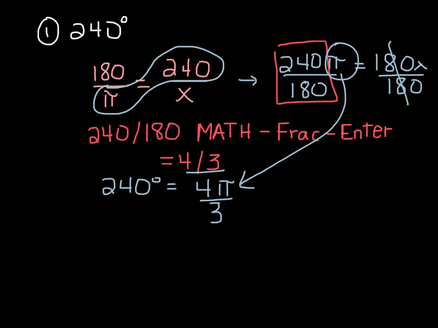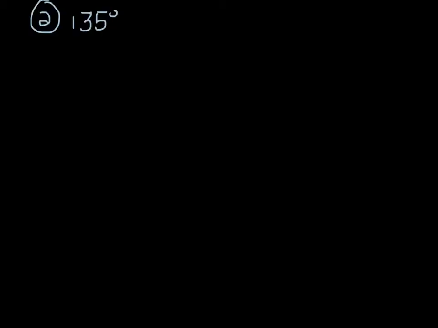Okay, let's try another one of those. Your next example is 135 degrees. I'm going to start with that same setup as before. I'm going to set 180 over pi. By the way, it wouldn't matter at all if you set it up as pi over 180 instead. In fact, I'm looking at your notes right now, and I believe I actually did it that way in your notes, as long as you make sure that you line things up correctly on the other side.